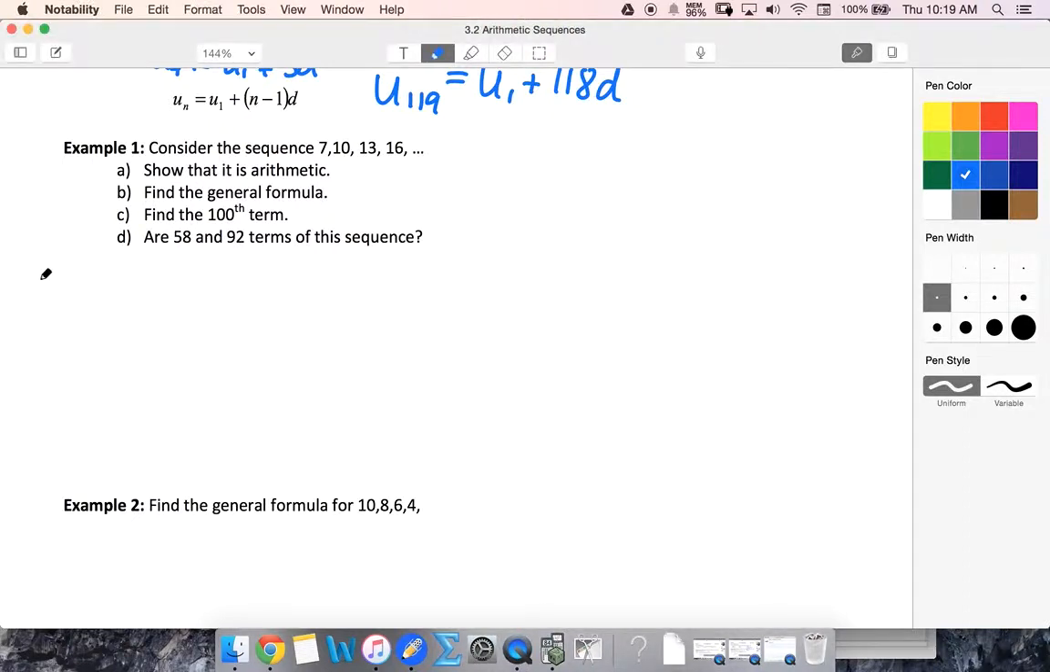To show that it's arithmetic, I'm going to take a term and the previous term and subtract them. So 10 minus 7 equals 3. Now if it's arithmetic, that's going to be true for another set of terms. 13 minus 10 also equals 3. I could test one more time. 16 minus 13 equals 3. So each term has the same common difference.